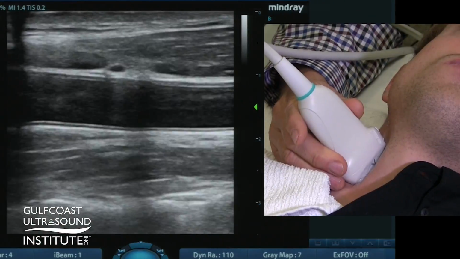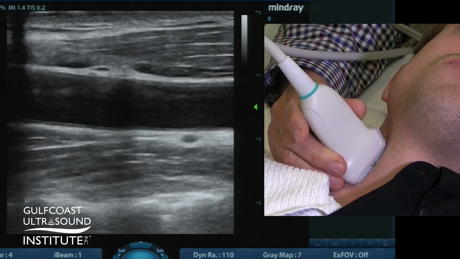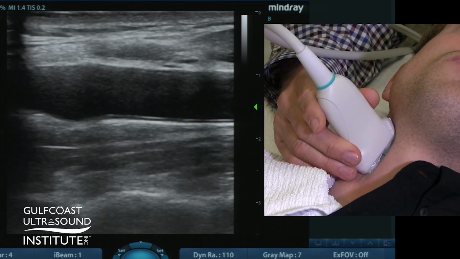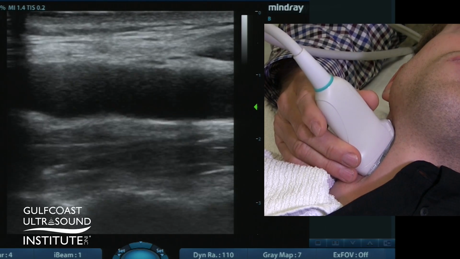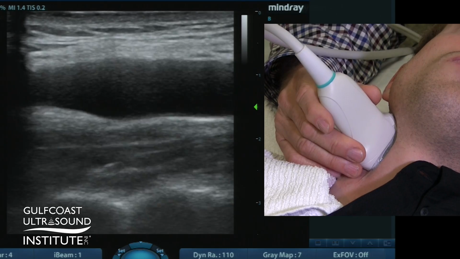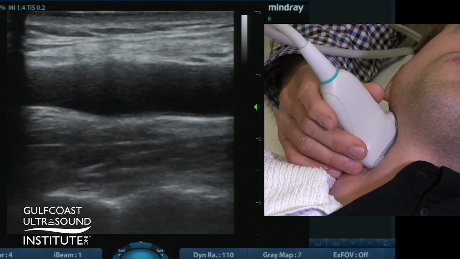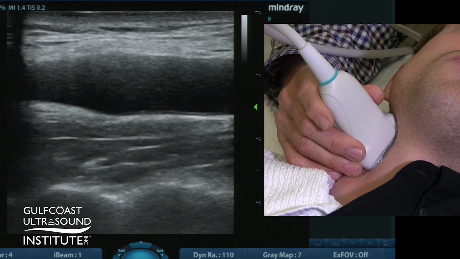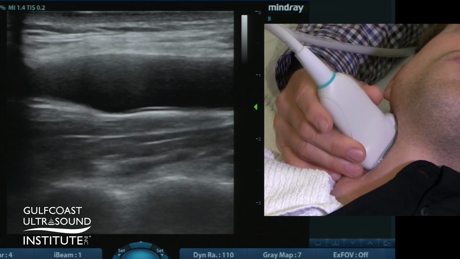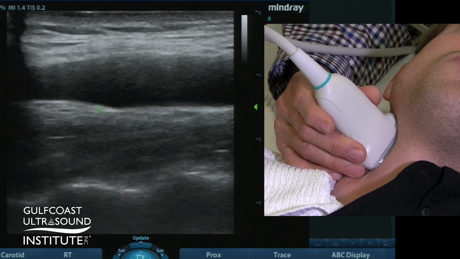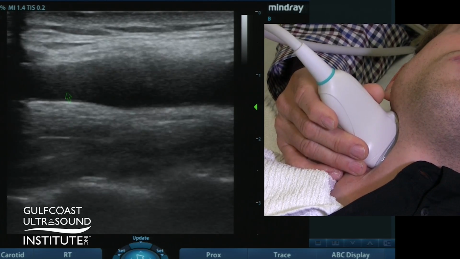Many novices who are learning how to scan carotids often scan from an anterior approach, an anterior lateral approach, trying to identify the internal carotid artery coming off the bulb. One of the problems is that as they scan up the neck, they run into the mandible, and then they can't go up any higher in the internal carotid. This is the bulb area here, or the beginning of the internal carotid, and this is the ICA.